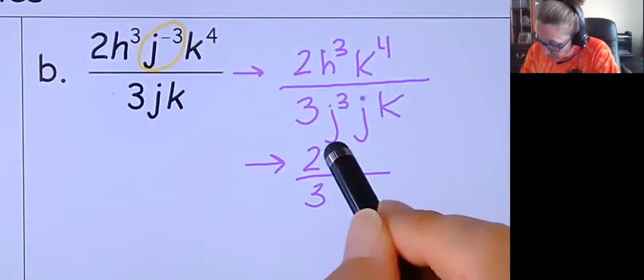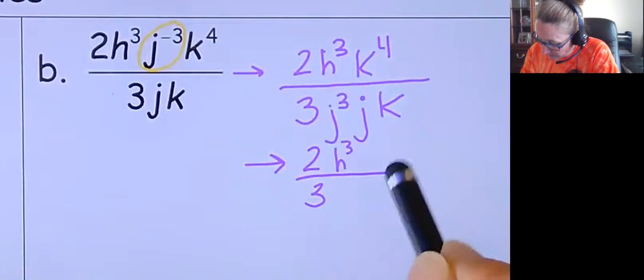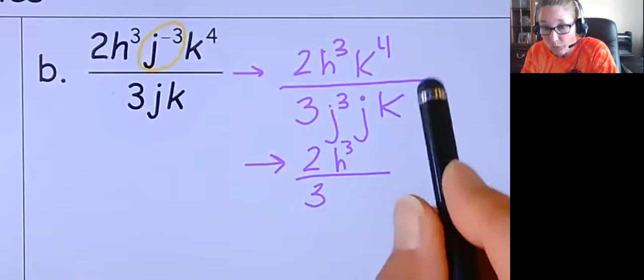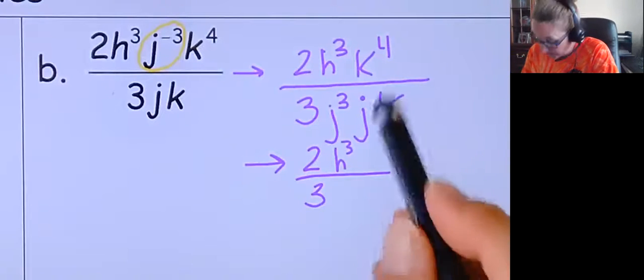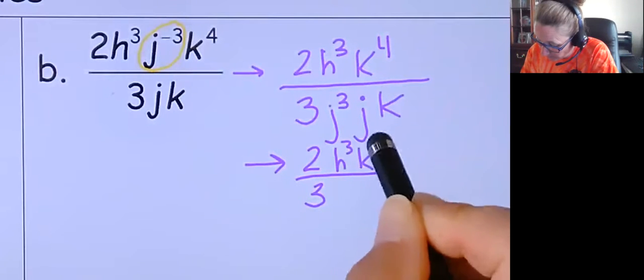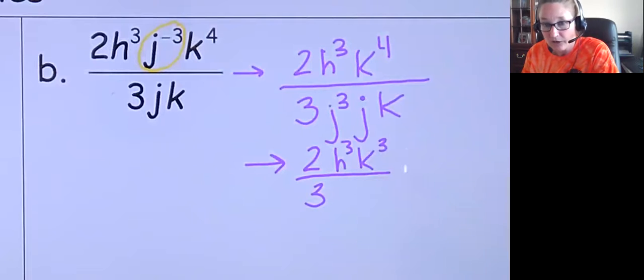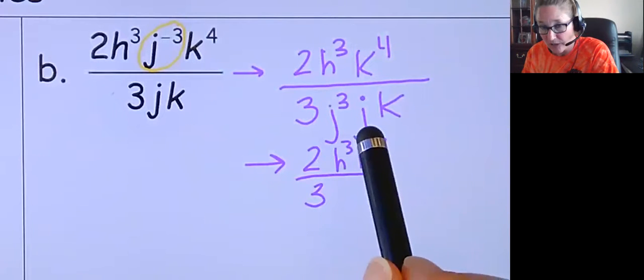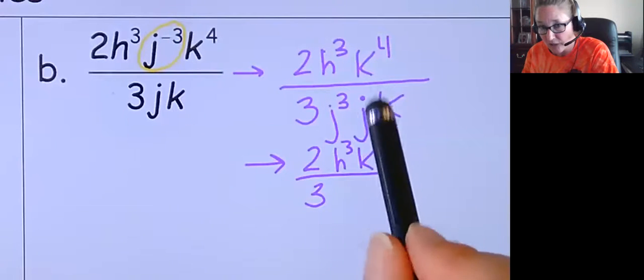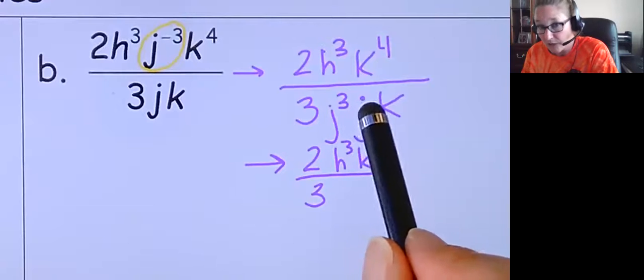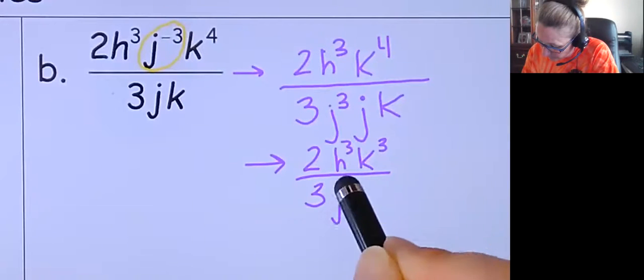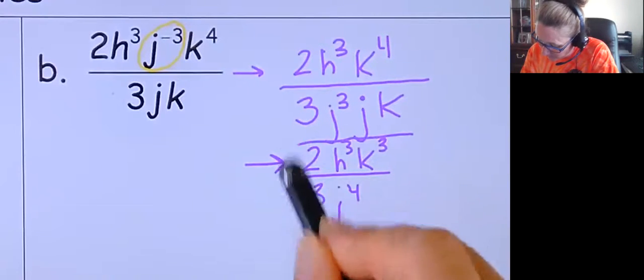H to the 3rd, I have no other h's, so that's going to stay. K to the 4th over k, 1k on bottom, cancels with 1k on top, leaving me with 3 k's on top. On the bottom, I have a j to the 3rd times a j. This j, a j is really a j to the 1. So 3 plus 1 gives me 4. And that's your answer.